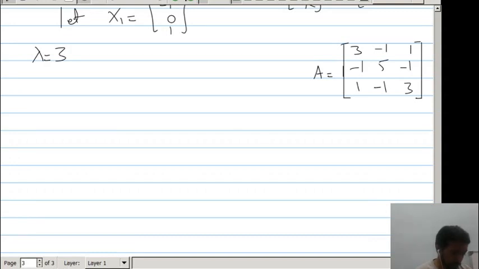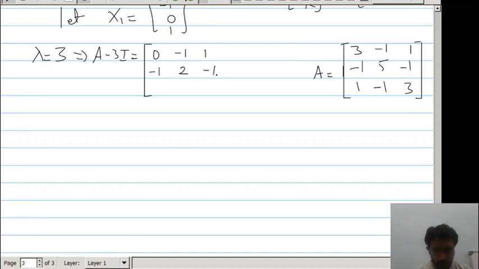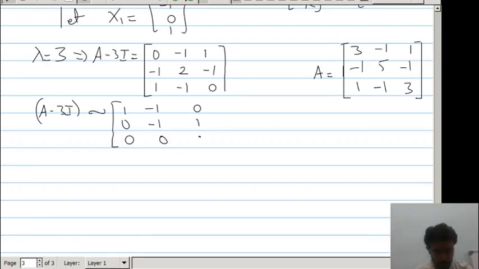Lambda equal to 3, this implies A minus 3I equal to 0, minus 1, 1, minus 1, 2, minus 1, 1, minus 1, 0. So A minus 3I on reducing to echelon form will result in 1, minus 1, 0, 0, minus 1, 1, 0, 0, 0.